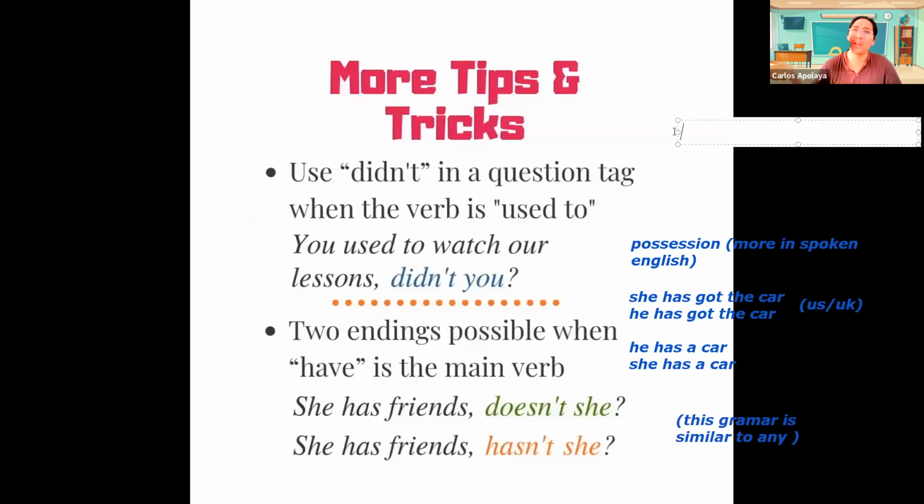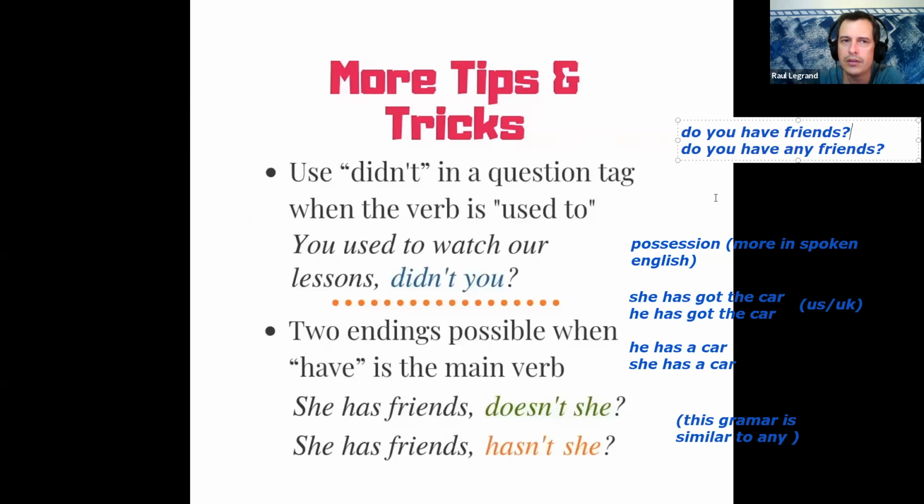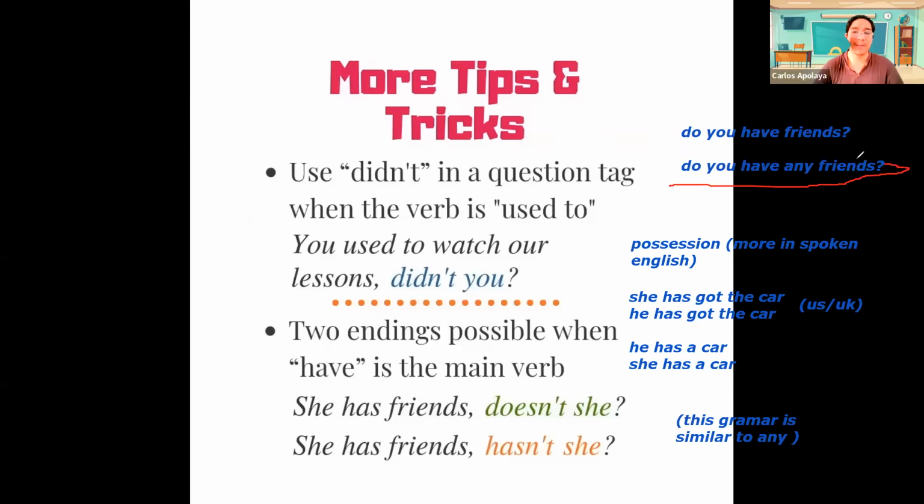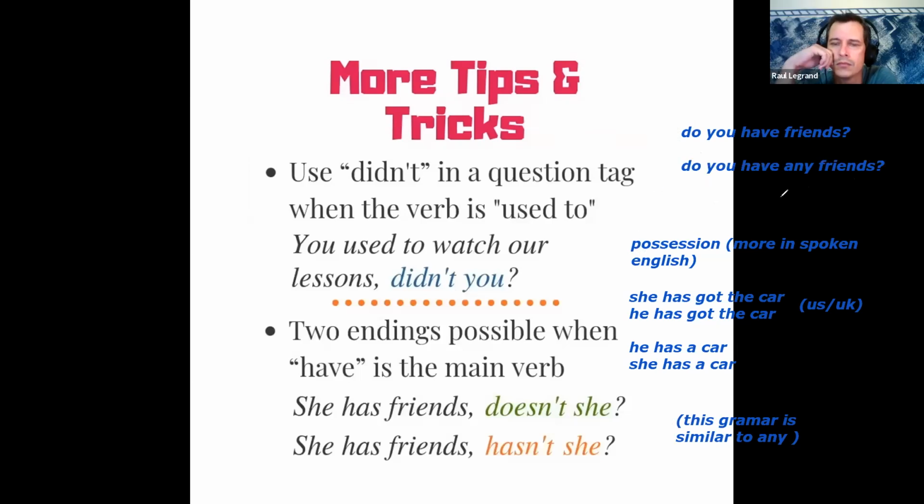For example, imagine that you are an intermediate student, a B1 level, and you say, "Do you have friends?" This is common, "¿tienes amigos?" Do you have friends? But a native speaker would say, "Do you have any friends?" What is the difference? This is said by a native. Why? They don't know the reason. They do it unconsciously, because these quantifiers are pretty common for them. But for us, it's not common.